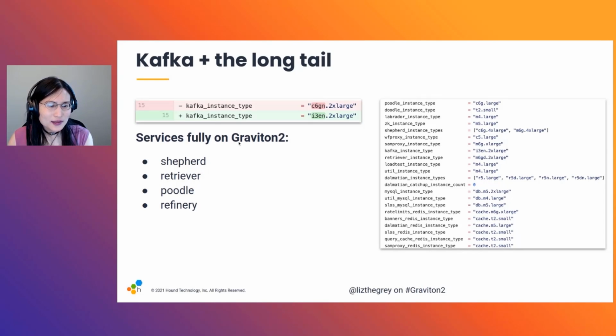So today, the services that are fully on Graviton2 are Shepherd, the ingest workers, Retriever, the indexing workers, Poodle, which is the web tier front end, which I mentioned before, right? Like I said, it was a tiny service, not worth doing the initial experiment with. Once we validated that we could just run it on ARM64, we ran it on A1 Graviton1 instances for a while before we moved to Graviton2, because those are GA. It was a no-brainer. It was pretty simple to do.